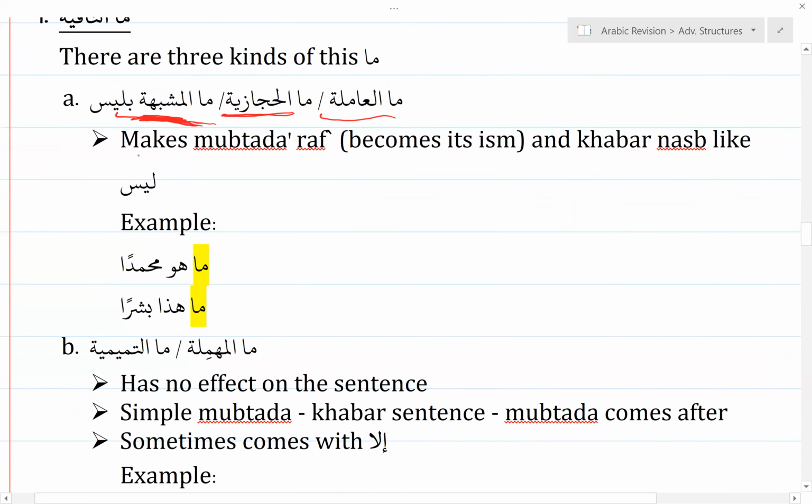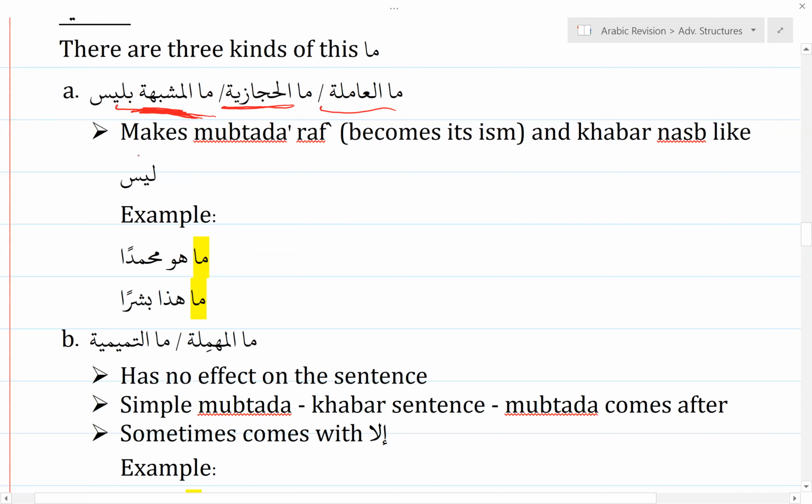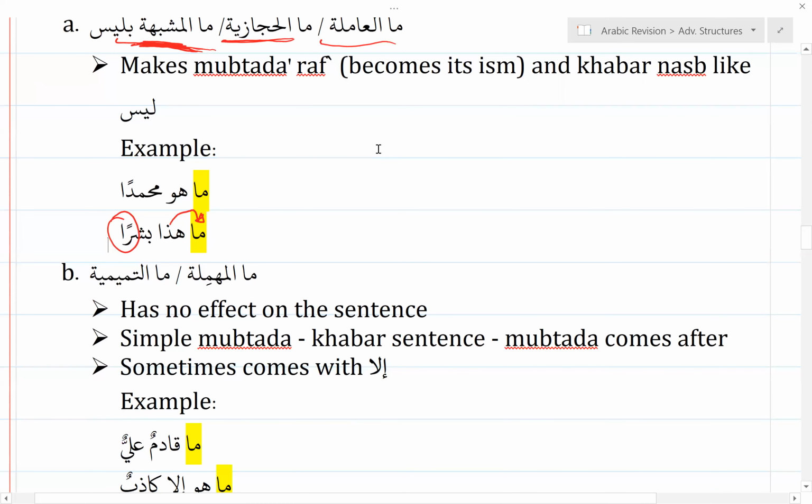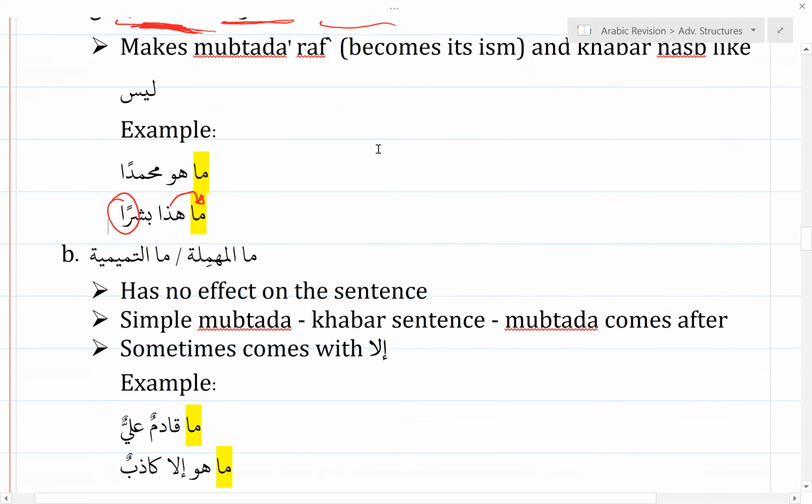For example, ma huwa Muhammadan. No, he's not Muhammad. Ma hada basharan. No, this is not a human being. So hada is the ism of ma, basharan is the khabar of ma, and it's going to be mansub, in nasab status. We know this. I hope that's clear. That's just revision basically. Only the names here maybe you had not heard before, but that's basically the first category of ma an-nafiya: the working ma al-hijaziyya, ma al-mushabbaha bilaysa, the ma that works like laysa.